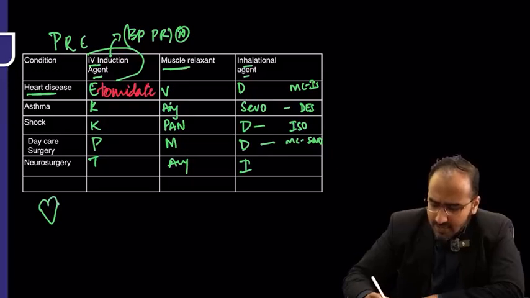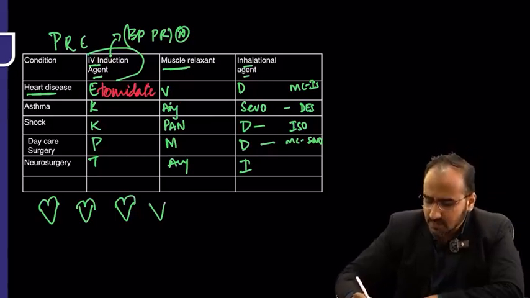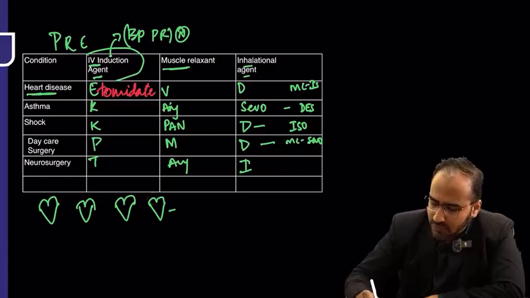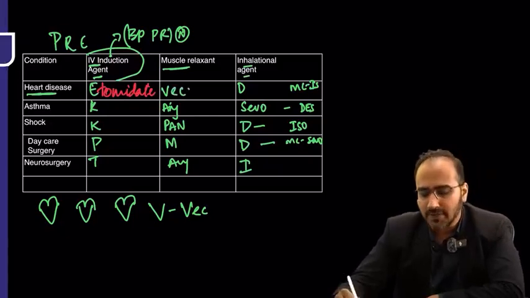Heart. Cardiostable, that is, draw a heart like this. Remember, guys, when you draw a heart like this, if you just remove this part of the heart, it becomes V. So V stands for vecuronium. So the muscle relaxant of choice for a heart disease patient is vecuronium.